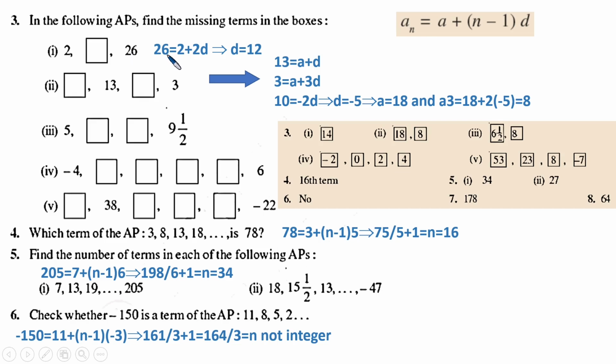So third term A3 is 26. First term A is 2. Then 3 minus 1 is 2 and difference is D. So we have to find what this D is. So you have one equation, one unknown. So you take 2 to this side, 24. 24 divided by 2, D is 12.